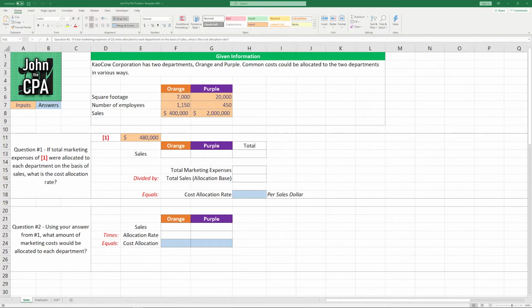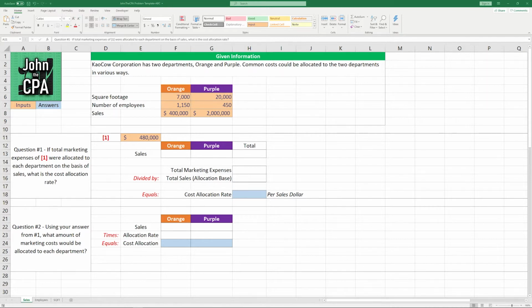So let's get started. The Cow Corporation has two departments, orange and purple. Common costs could be allocated to the two departments in various ways. Both the departments use up square footage, they have a certain number of employees, and they each have sales. So, let's take a look at question number 1 here.